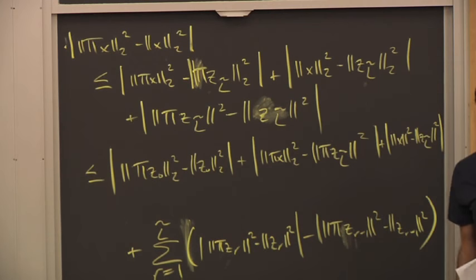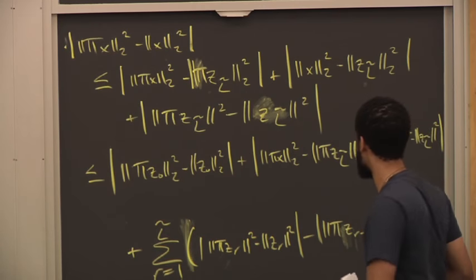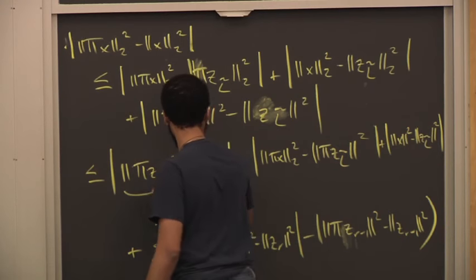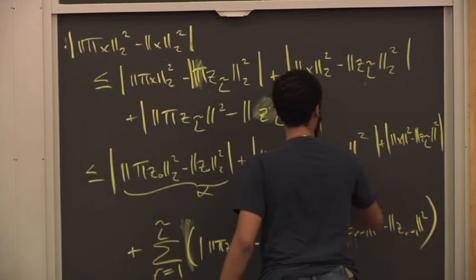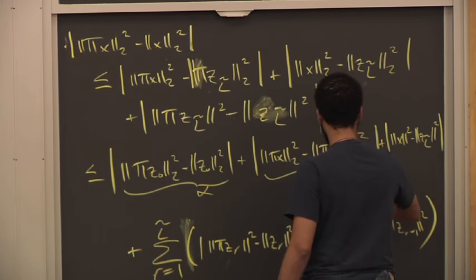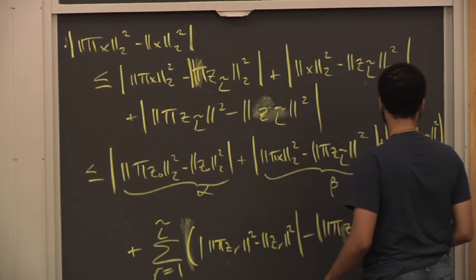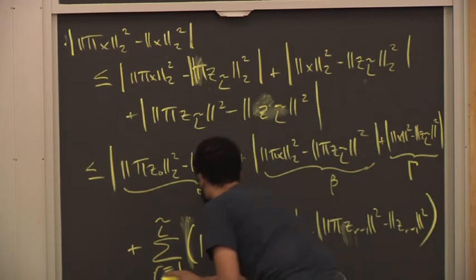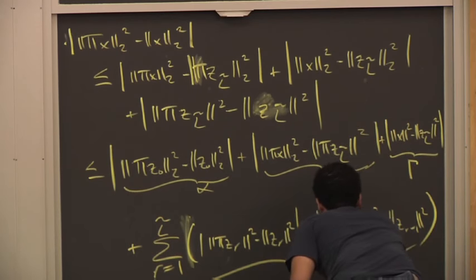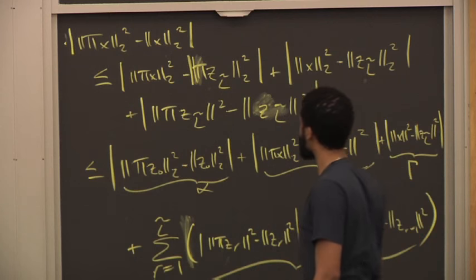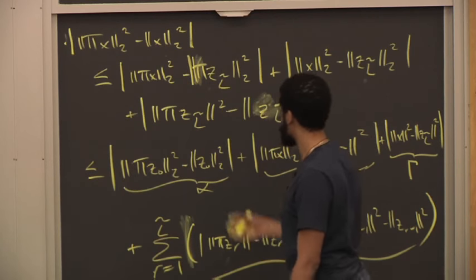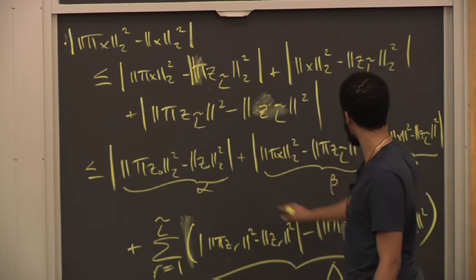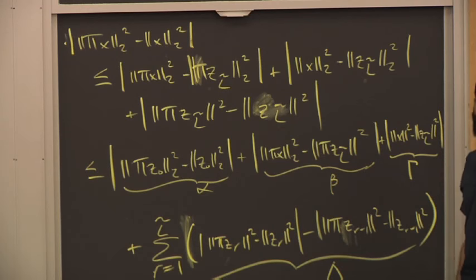A bit of a mouthful. But let's just go over this. And let me give these some names. Let me call this alpha. Let me call this beta. Let me call this gamma. And let me call this whole thing delta. Right, so what we showed is that this thing we care about is at most the sum of four errors, alpha, beta, gamma, and delta. And the goal is to show that all of these are small.